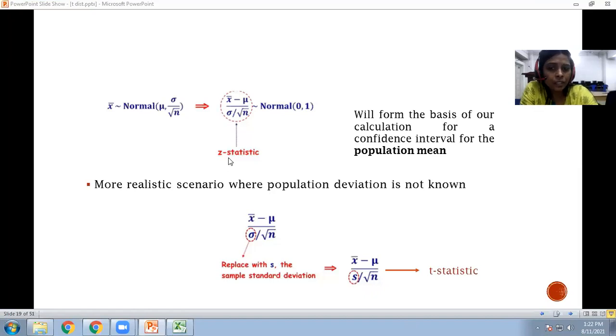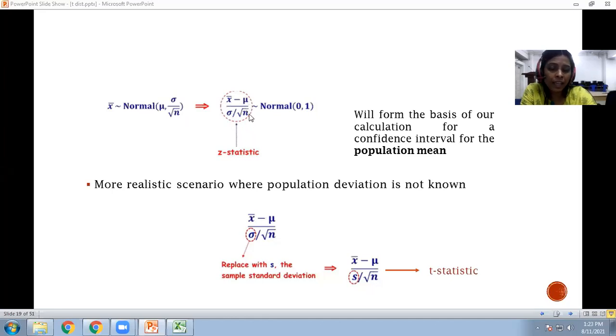So the Z statistics formula is your sample mean minus your population mean, divided by your population standard deviation by square root of n, which is nothing but the sample size. In this particular formula of Z statistics, you have three pieces of information: the sample mean, population standard deviation, and sample size. Population mean we have to calculate, so that is the thing that we need to find.